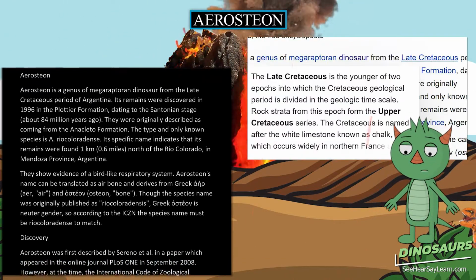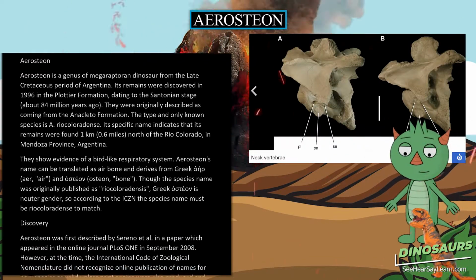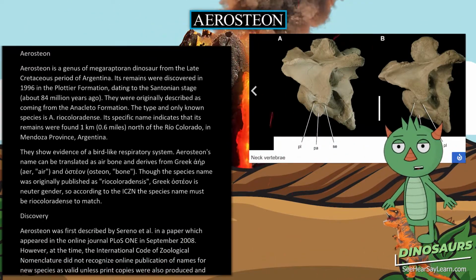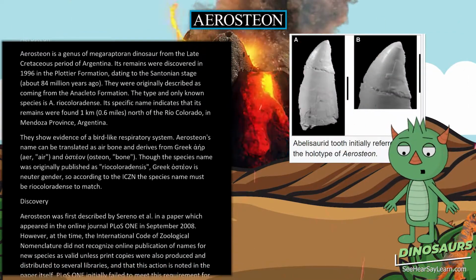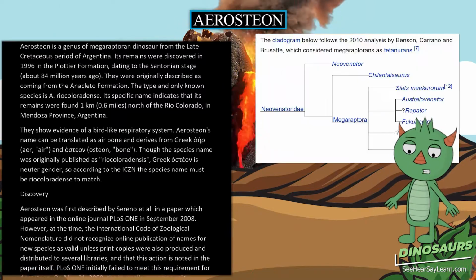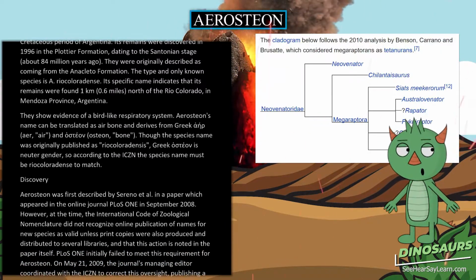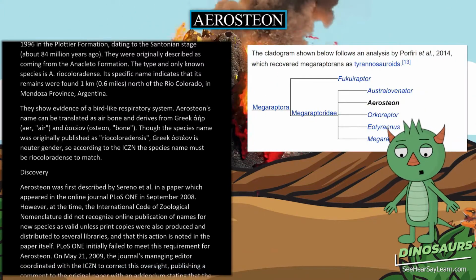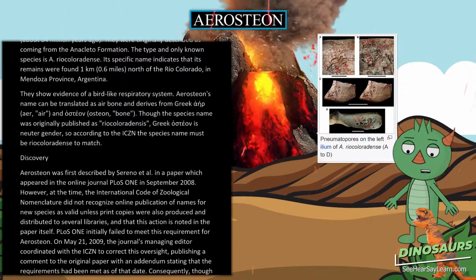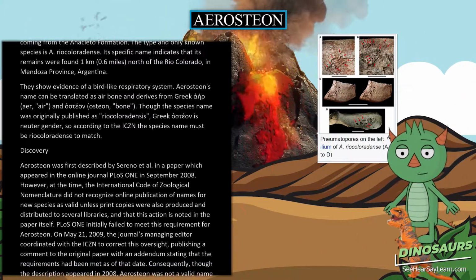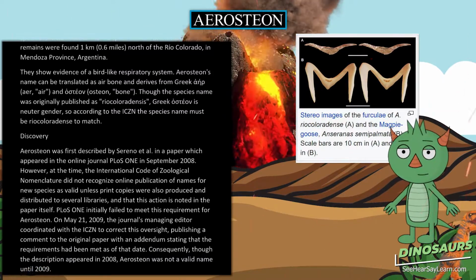riocoloradense. Its specific name indicates that its remains were found 1 kilometer (0.6 miles) north of the Rio Colorado, in Mendoza Province, Argentina. They show evidence of a bird-like respiratory system. Aerosteon's name can be translated as "airborne" and derives from Greek aer, air, and osteon, bone. Though the species name was originally published as riocoloradensis, Greek osteon is neuter gender, so according to the ICZN the species name must be riocoloradense to match.